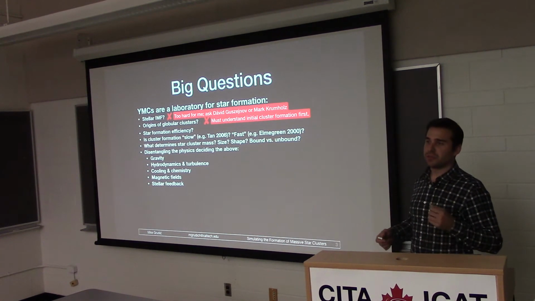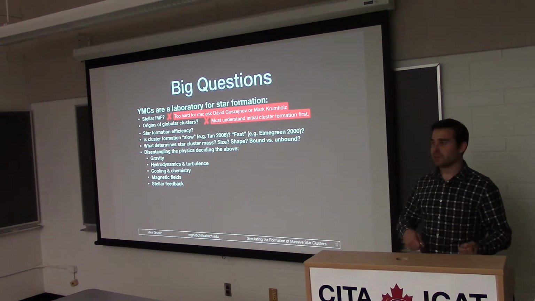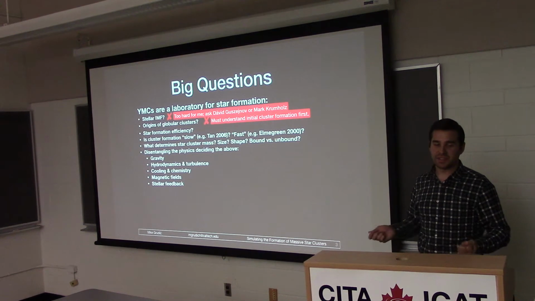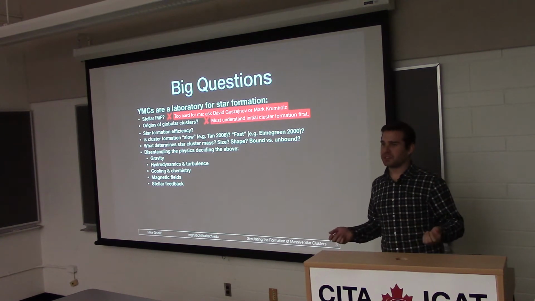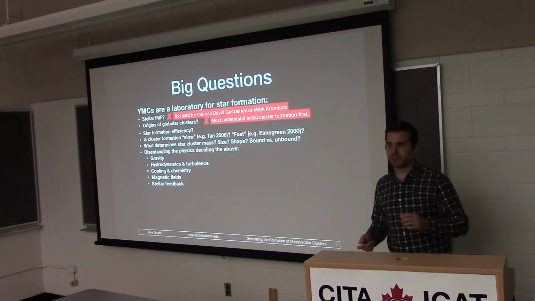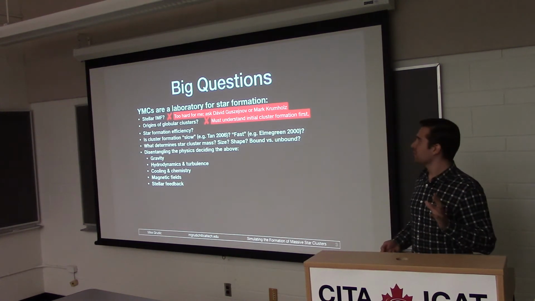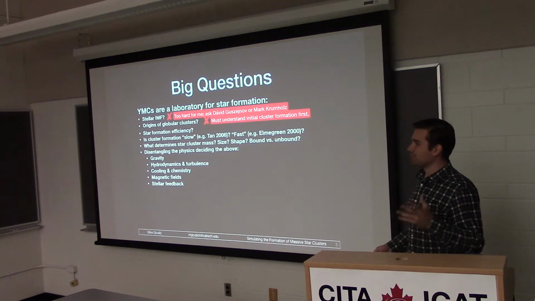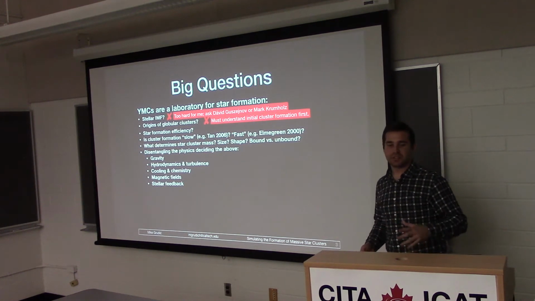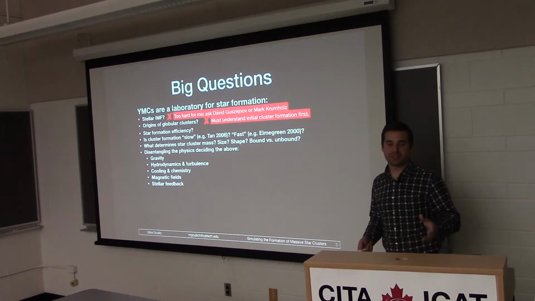So I want to talk about star formation efficiency. How many stars do you form per unit mass that you put in gas? Is cluster formation slow? Is it fast? There are sort of two schools of thought on that. And just what determines the masses, sizes, shapes, and bound fractions of star clusters that form in different environments?